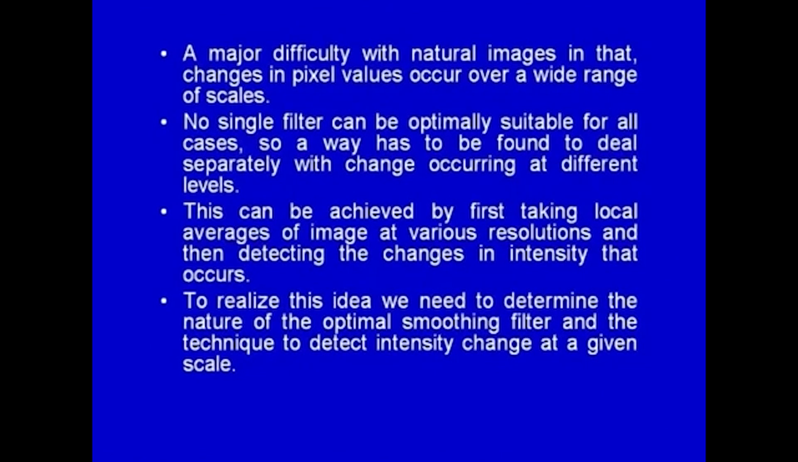A major difficulty with natural images is that changes in pixel values occur over a wide range of scales. No single filter can be optimally suitable for all cases. So, a way has to be found to deal separately with changes occurring at different levels. This can be achieved by first taking local averages of the images at various resolutions and then detecting the changes in intensity that occur. To realize this idea, we need to determine the nature of the optimal smoothing filter and the technique to detect the intensity change at a given scale.